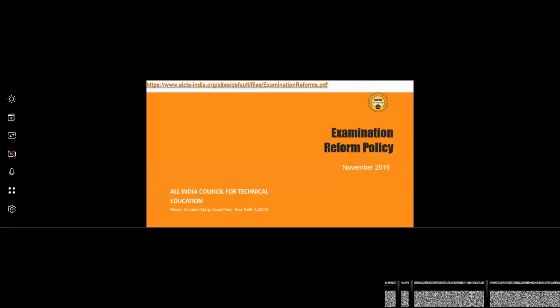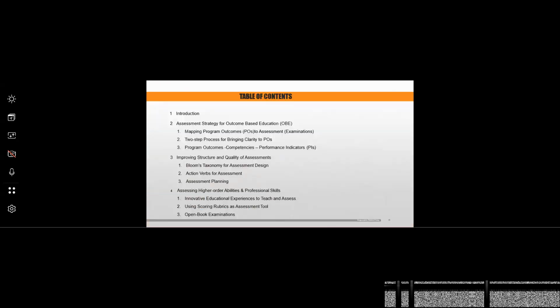Next slide, please. This is the policy. I have shared this in our WhatsApp group. This entire examination reform policy is the base document for assessment of COs, POs, and their attainments. Let us go for the next one.